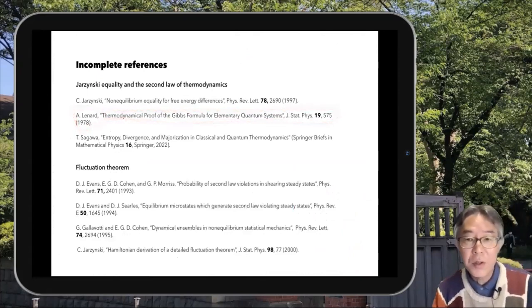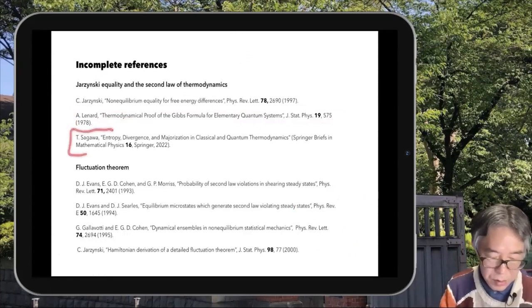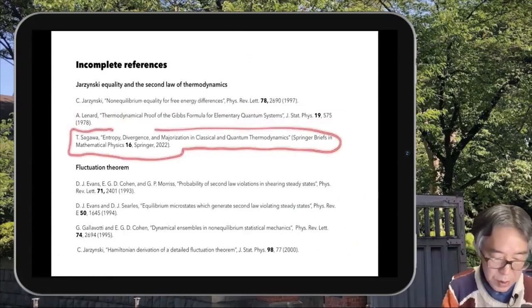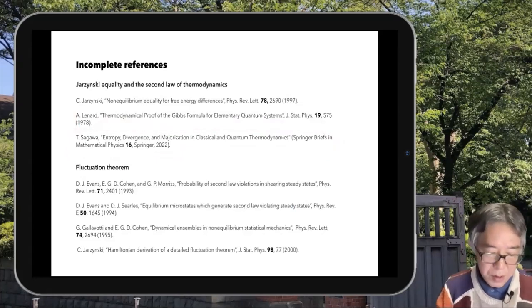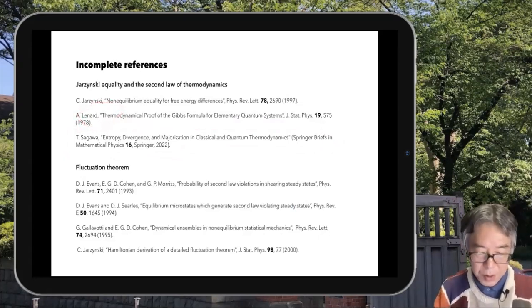But if you're really interested in this kind of subject, I recommend you to read this beautiful book by Takahiro Sagawa. It discusses modern extension and generalization of this result from the modern viewpoint of quantum information. This is a very well-written book.